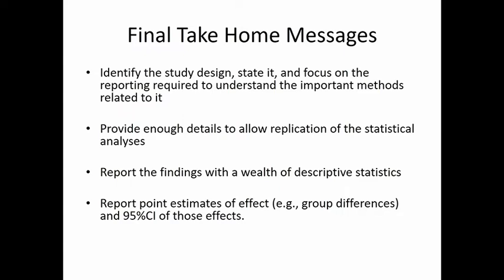Using the methods section is really key, but also remember you've got supplemental content where you can put more details if you'd like. Report your findings using a wealth of descriptive statistics and uncertainty estimates. P-values are a garnish. They're not the main event. And hopefully doing this will give your study the best chance of getting into journals.